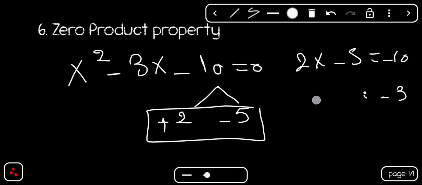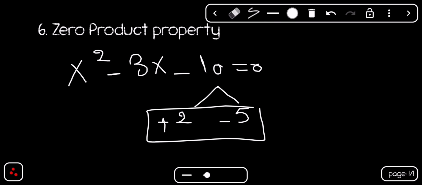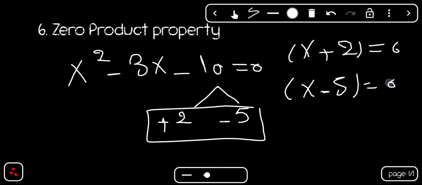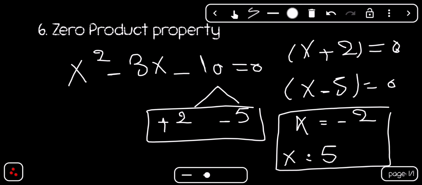Now just let me erase it. Yes, and guys, this is the part that most of the students get wrong. These are not your final answers. You have to put them in brackets and then equal to 0. And as well, this one, x minus 5 equal to 0. Now you have to find the final answer. x is equal to minus 2 and x is equal to 5. They are your final answers, not these two. So pay close attention and do not give the wrong answers.